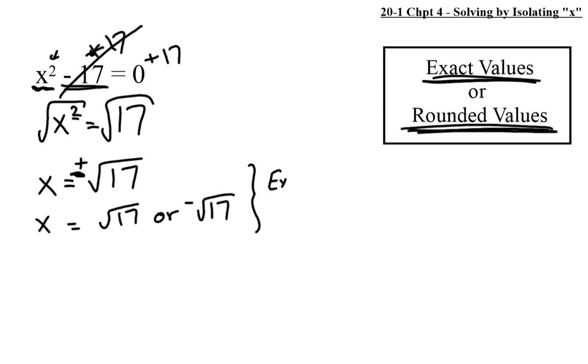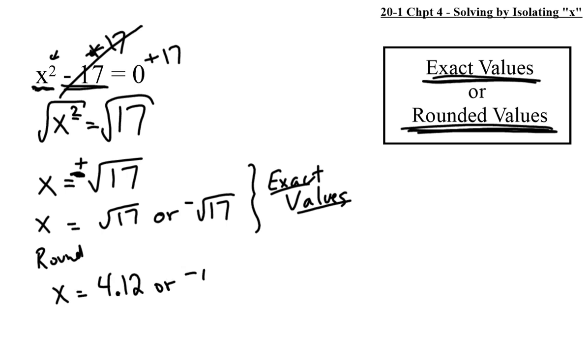These obviously are exact values. That's what you'd have to put if a question asks for exact values. If a question said you could round, then you would simply square root 17. And if you square root 17, and let's say that it goes to the hundredths place, x could equal 4 and 12 hundredths, or negative 4 and 12 hundredths. This would be rounded. Depends on what the question asks for as to what you can do.